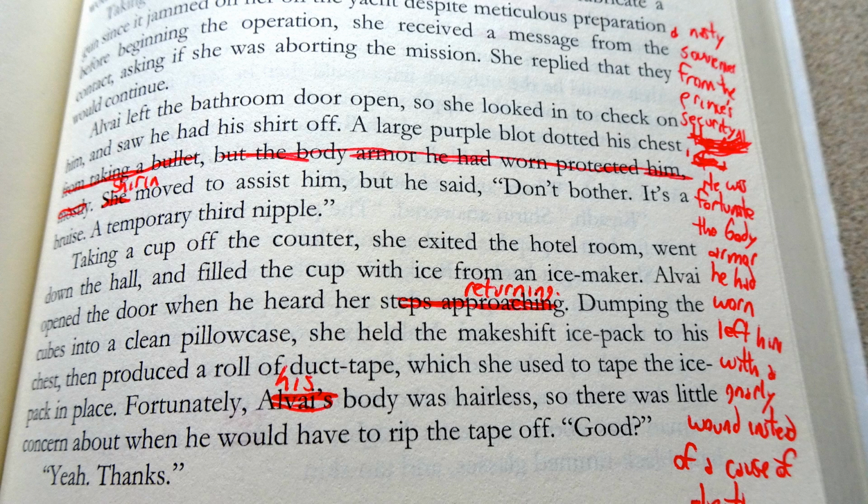I'm not going to go through it here. Just this line, a large purple dot blotted his chest from taking a bullet, but blah, blah, blah. I thought that line was kind of clunky, so I decided to add the line there on the right, to make it a little bit better, hopefully. Instead, it says a large purple blot dotted his chest, a nasty souvenir from the prince's security. And then it goes on from there. I just thought it was better written.